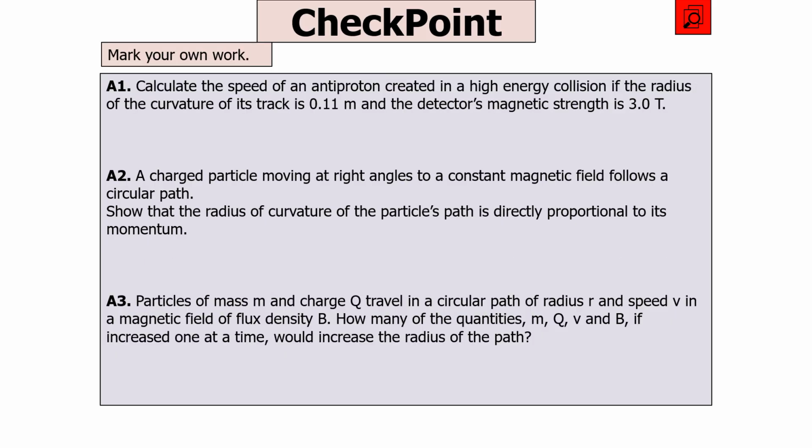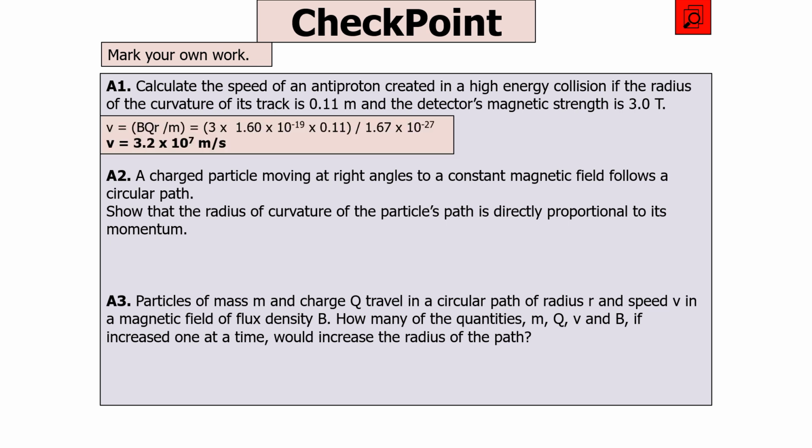Right, in our first question, we know R equals mv over bq. Therefore, v equals BQR over m. We know that the mass of the antiproton is the same as the proton, 1.67 times 10 to the minus 27. We know the charge of the antiproton is the same magnitude as the proton, 1.6 times 10 to the minus 19. Pop in all the values and we get 3.2 times 10 to the 7 meters per second.